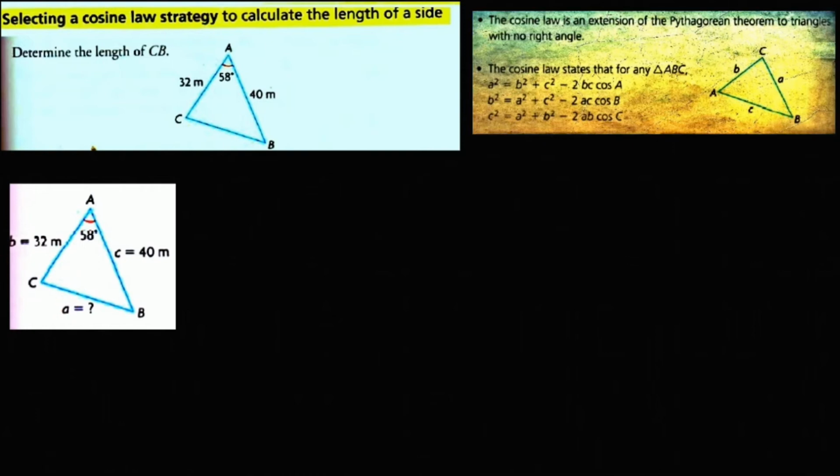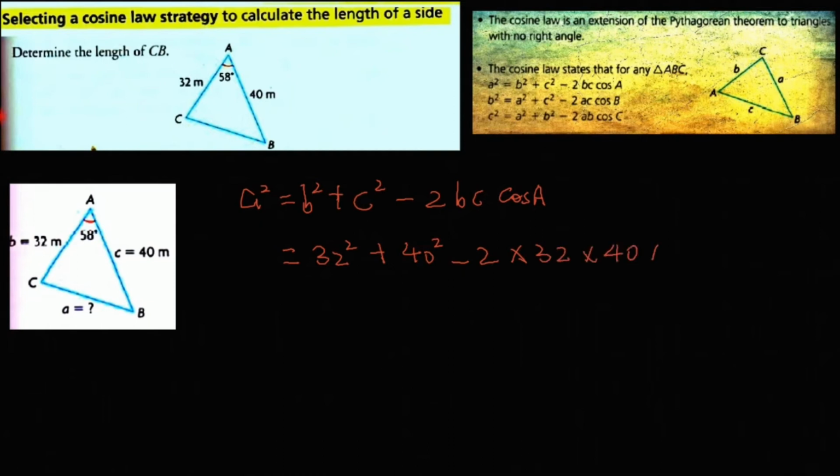Okay, so let's get into it. So we write a squared, the cosine law, right? a squared equals b squared plus c squared minus 2bc cosine A. Okay, we substitute the values. b equals 32, squared, plus c equals 40, squared, minus 2 times b, 32, and c is 40, and cosine A is 58 degrees.